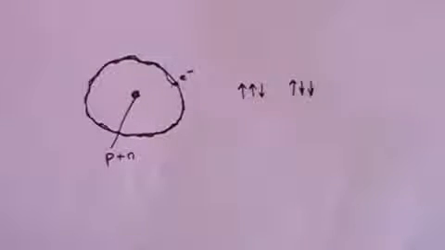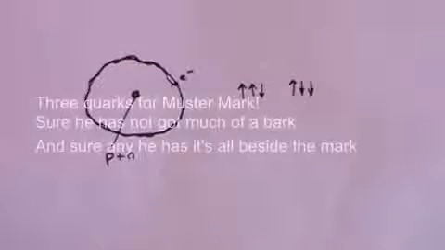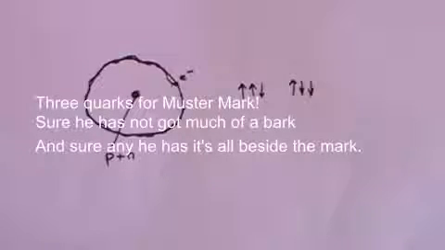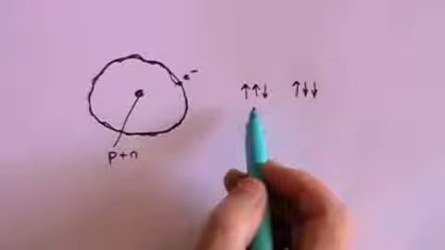The name comes from James Joyce's Finnegans Wake, where the line goes, "Three quarks for Muster Mark, sure he has not got much of a bark, and sure any he has, it's all beside the mark." Now that would suggest that since we're rhyming with bark and mark, it ought to be a quark. But Gell-Mann was very clear, he wanted it to be called a quark, so strictly that's what we ought to call it. And quarks are, as far as protons and neutrons are concerned, the basic units that we're aware of.